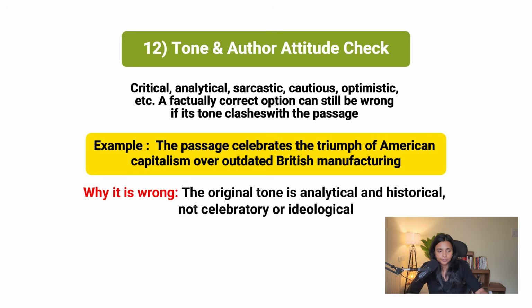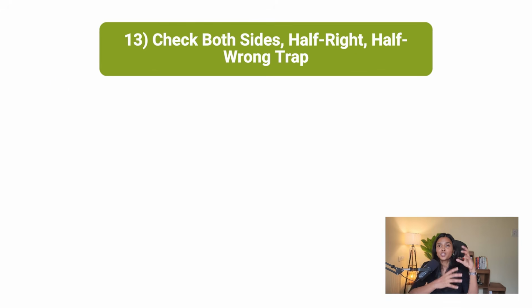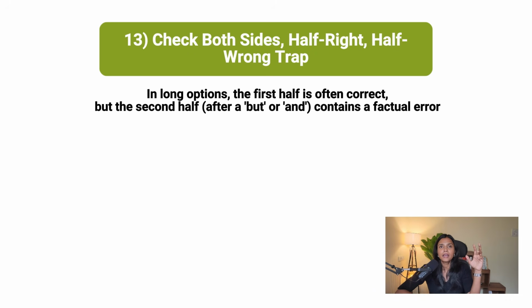So that's wrong. The next elimination method is check both sides, or half right, half wrong. Here, the first part of the sentence could be right, maybe again verbatim, but the next part of the sentence is wrong. If you read the whole sentence, the meaning is different from what is being talked about in the passage.